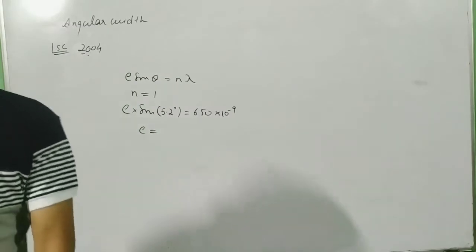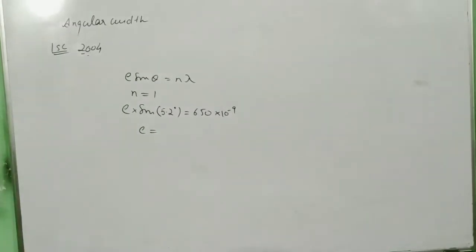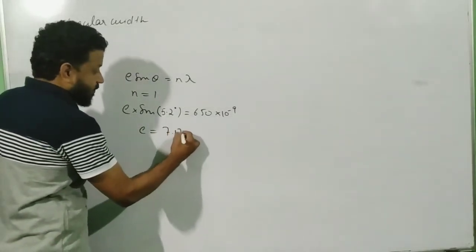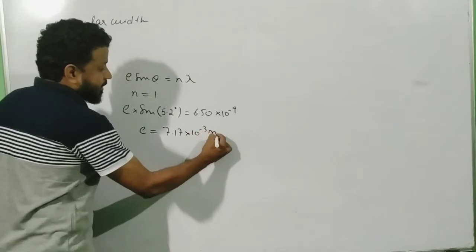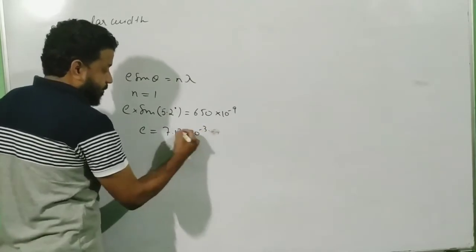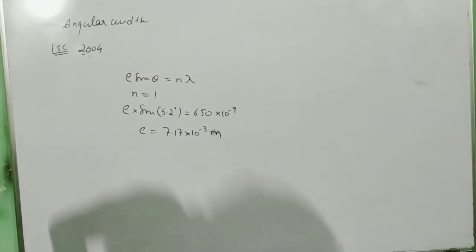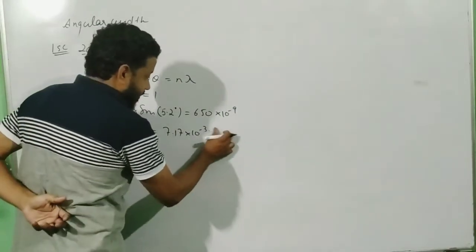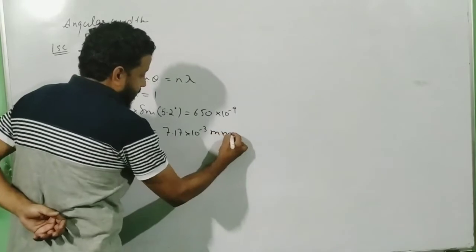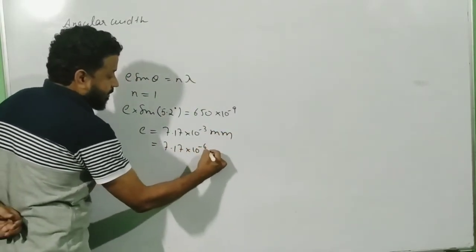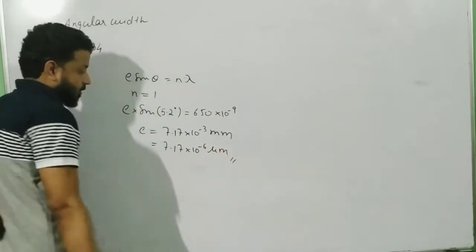And if you do the calculation over here, you will get the value of e as 7.17 into 10 power minus 3 millimeter. 7.17 into 10 power minus 3 millimeter, or you will get 7.17 micrometer. Any one of them.